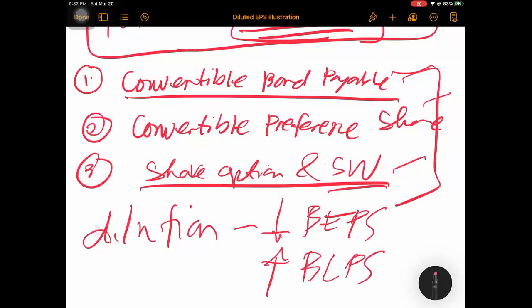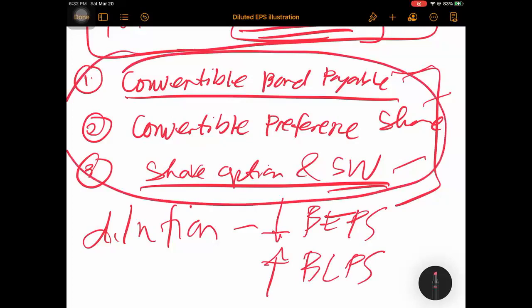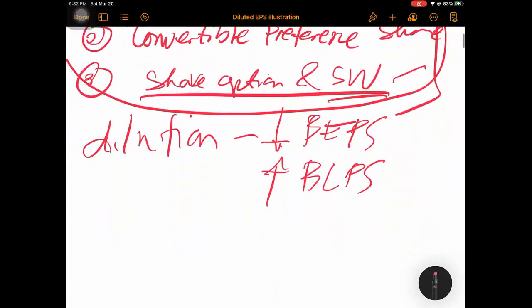So if these items would decrease your basic earnings per share or it would increase your basic loss per share, then these items are considered as dilutive securities. So therefore, it would decrease or it would dilute the value of your earnings per share or it would increase the value of your loss per share, basic loss per share.